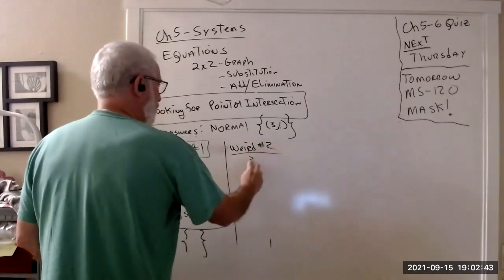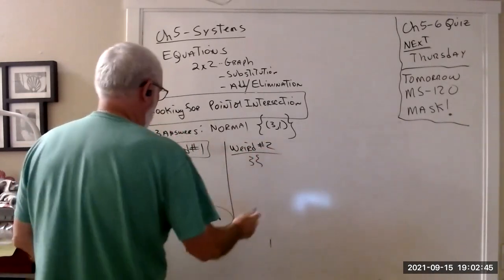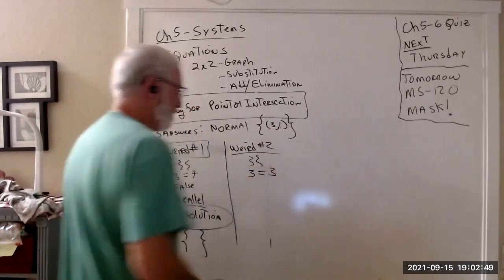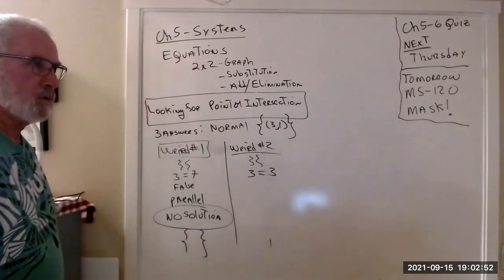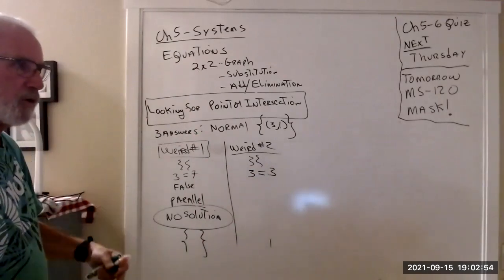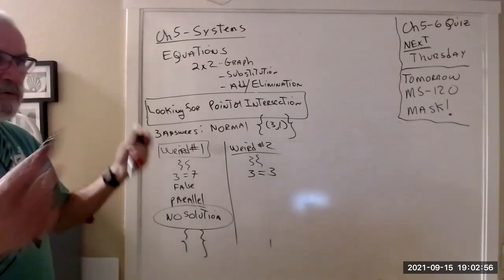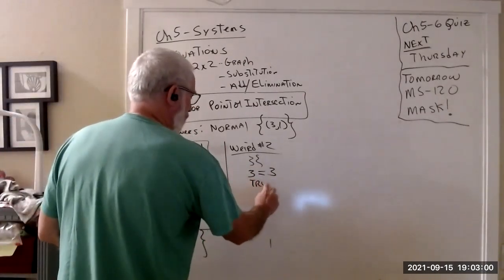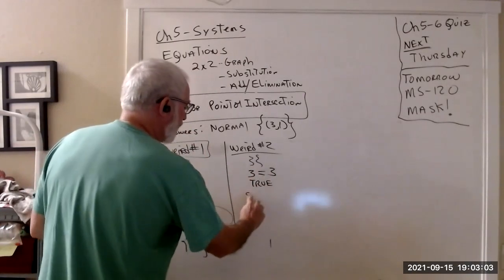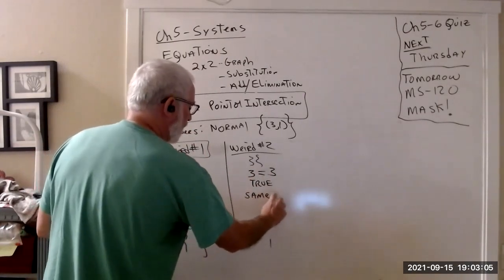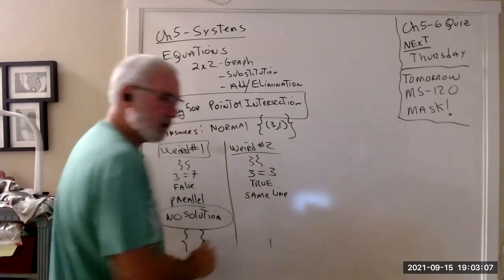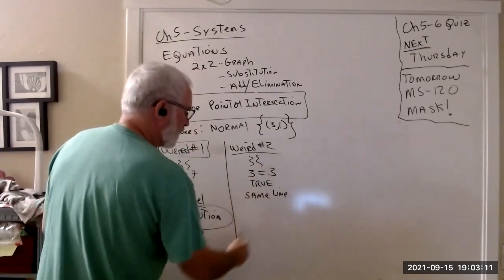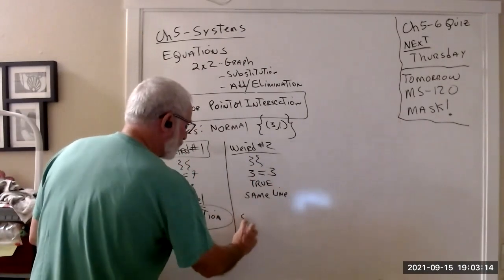Okay. Weird number two. What if you're doing some algebra, blah, blah, blah, and you get 3 equals 3. Again, it's weird. Something's wrong. There's no variable. Well, in this case, this is true. This implies that they're the same line. Okay, they're the same line. So you have a weird solution.